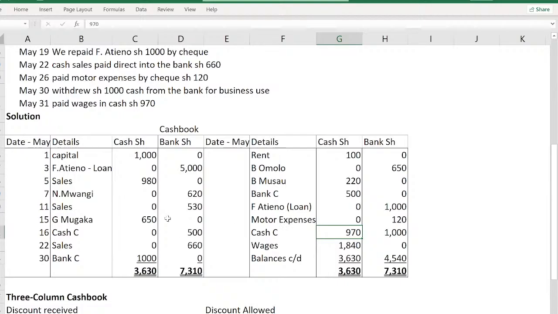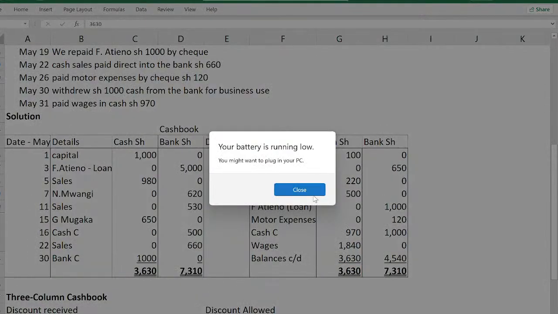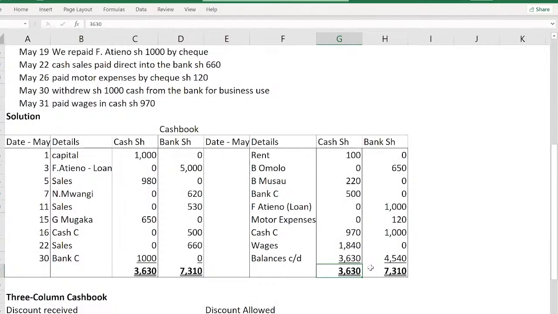Okay, let's continue. So we need to add this. We need to add the total of cash on our left side and on our right side, bank as well. So here the total for the cash will be 3,630, for bank 7,310, and they should be equal on both sides. So as you can see, we have 3,630 and 7,010 on both sides.